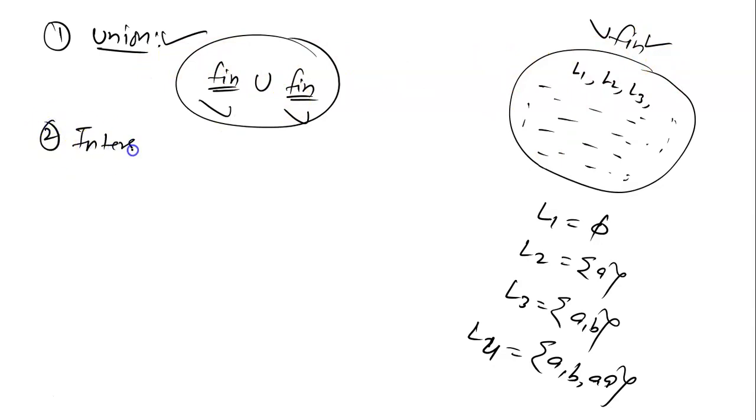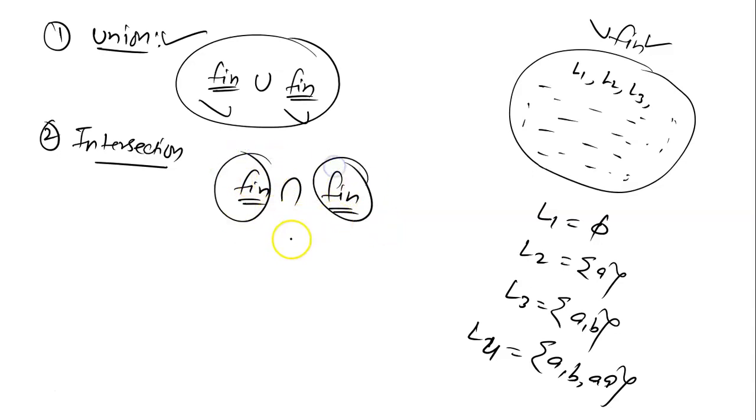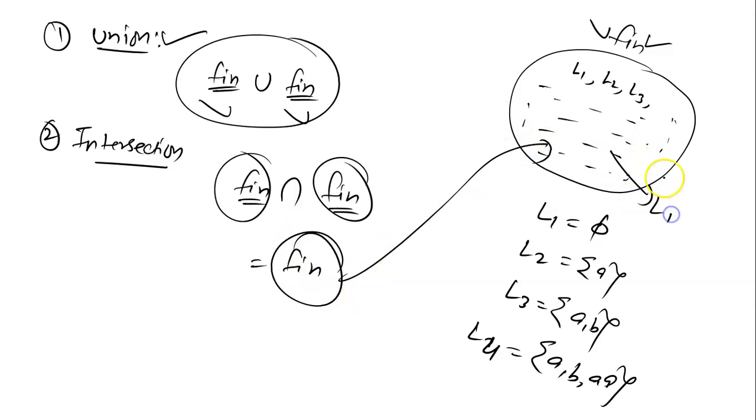Similarly, let's see the intersection operation. If you have a finite language and another finite language, and you take their intersection, what will happen? The intersection of 2 finite languages will also be a finite language. So if you take L1 and L2 and take their intersection, the result will also be a finite language. Hence the intersection of 2 finite languages is always a finite language, so the set of finite languages is closed under intersection operation.